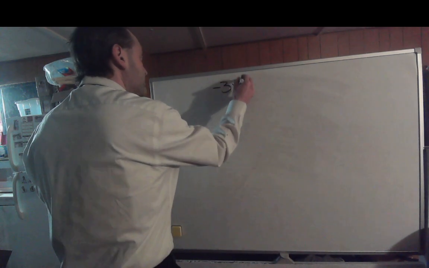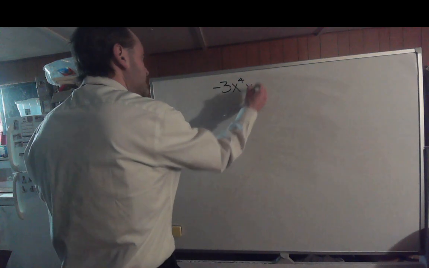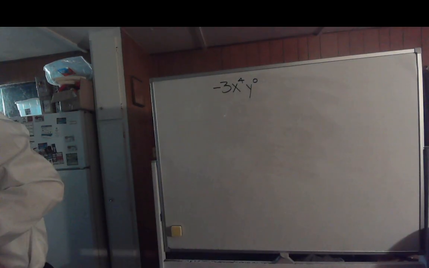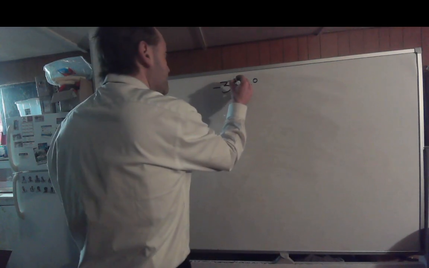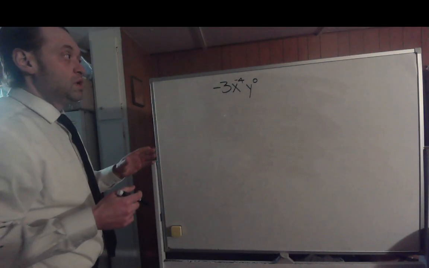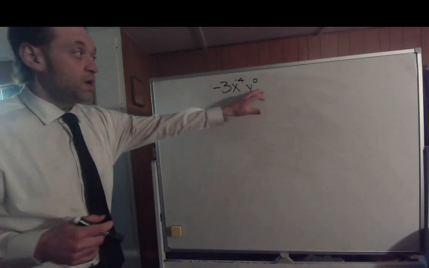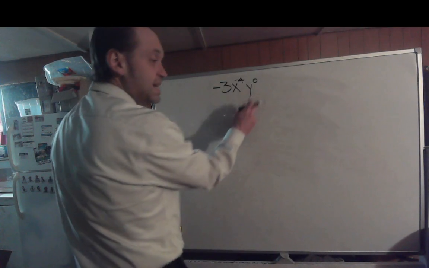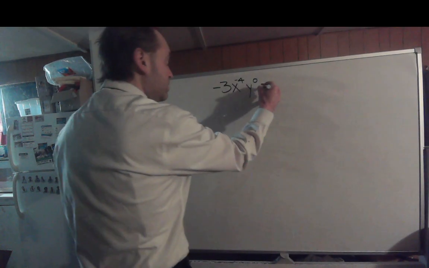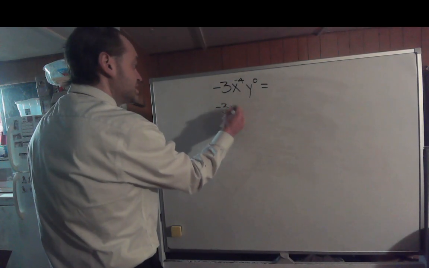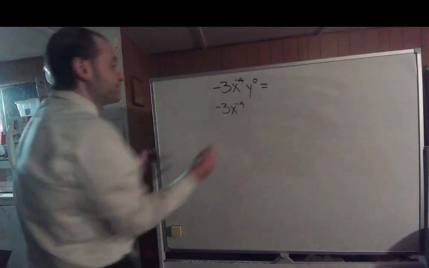Alright, let's see. We have negative 3x to the negative fourth y to the 0. Well, let's establish something. Y to the 0. We're going to assume that y is not 0. So what is anything to the 0 power? It's just 1. So this could just turn into negative 3x to the negative fourth.